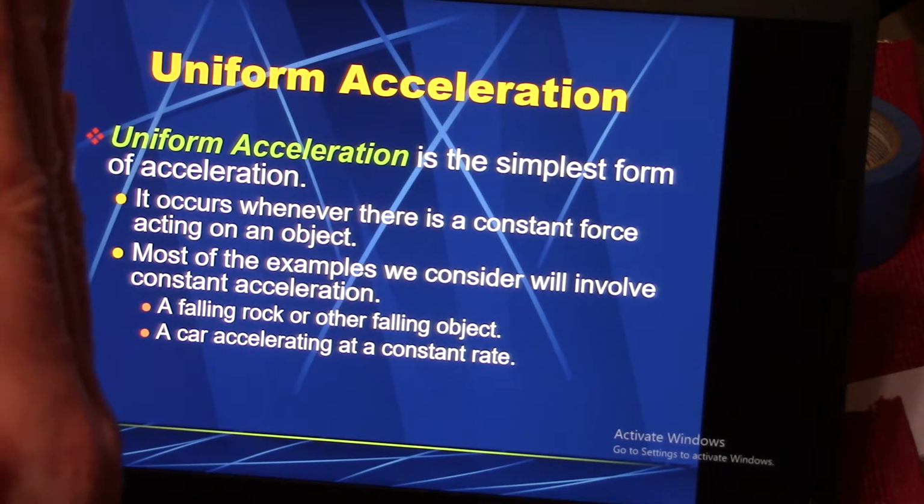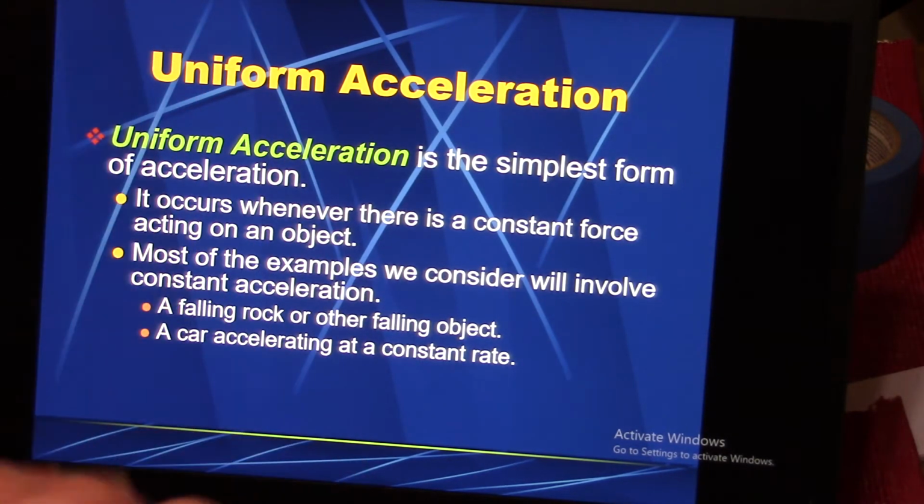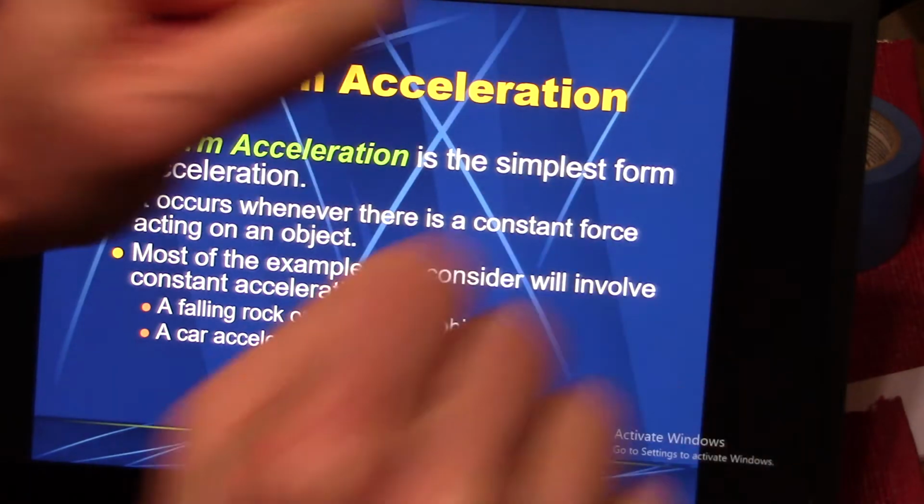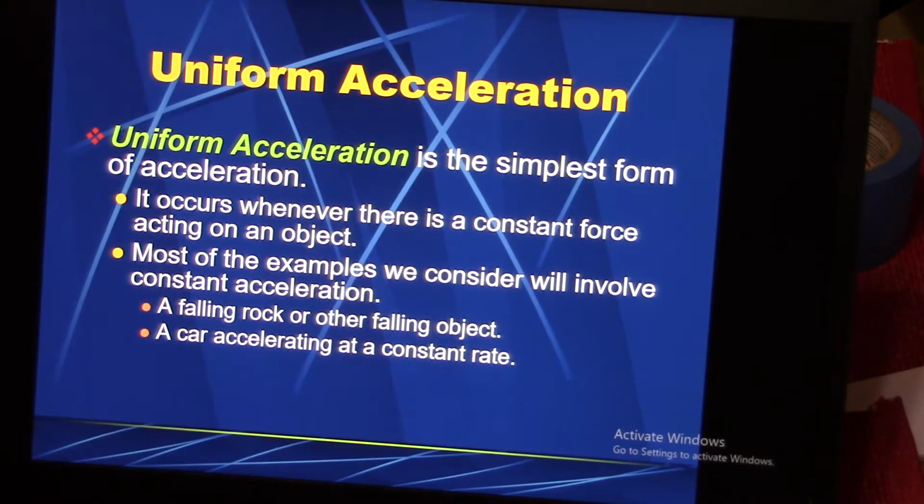So if you're pushing a wagon with the exact same force and you kept going faster, faster, you're not putting more force and less force. If you were to somehow, at least for a period of time, 10 or 20 feet, just push it with a very precise force, that will give you a uniform acceleration.